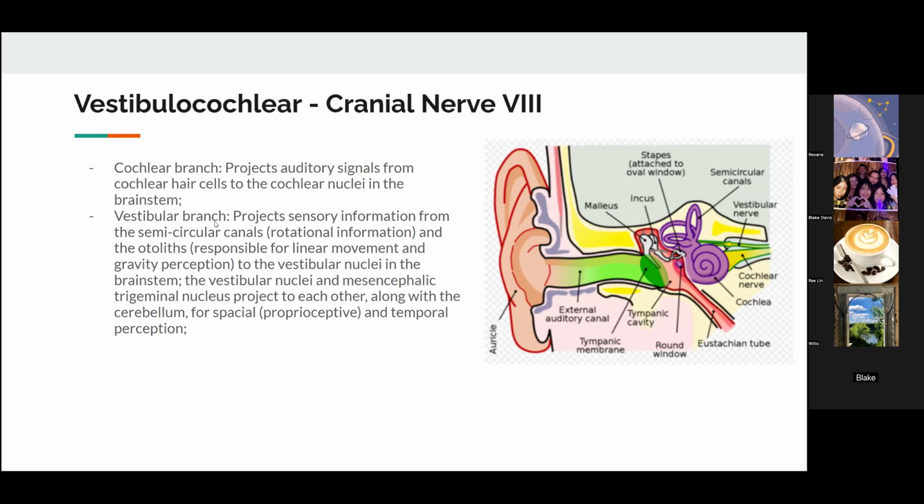Okay, so now we have the vestibular branch. This is slightly more conceptual, but it projects sensory information from the semicircular canals, like what we see over here, of the inner ear, and also the otoliths, which are like regions within these semicircular canals. And these two different things provide us with rotational information, like if we're moving our head around, if we're being moved around in circles. And then the otoliths are responsible for linear movement, so like back and forward, walking backwards, and gravity perception, which is very complex. I don't know how that works.